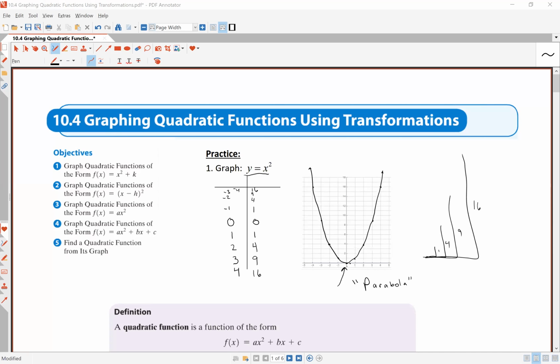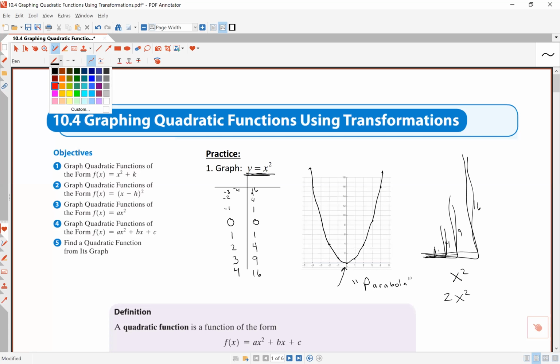The parabola, as we know it, y equals x squared, goes over 1 up 1, over 2 up 4, over 3 up 9, and over 4 up 16. That's x squared. But when you graph 2x squared, it doubles all of those. Over 1 up 2. Over 2 up 8. Over 3 up 18. It doubles it and makes it a steeper parabola.